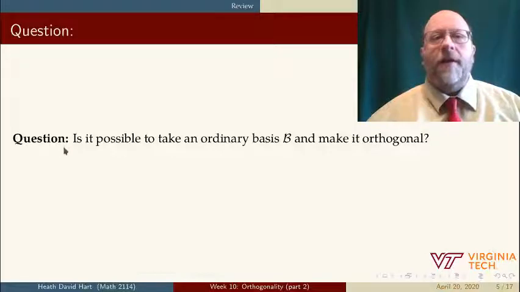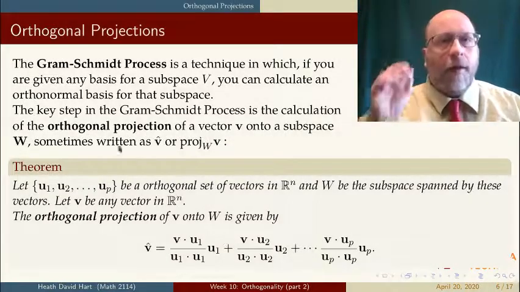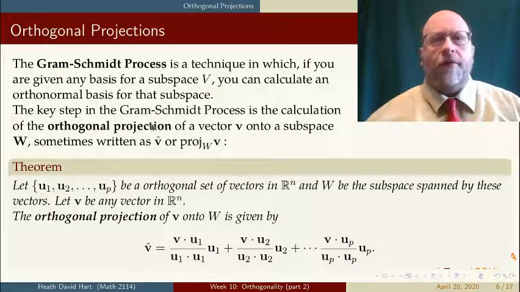And we ended last time with this question: is it possible to take an ordinary basis and make it orthogonal so that we can use that dot product formula instead of row reduction? And the answer is yes. And today we're going to cover how. It's a process called the Gram-Schmidt process.